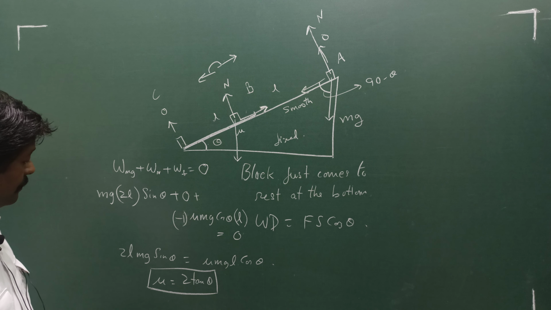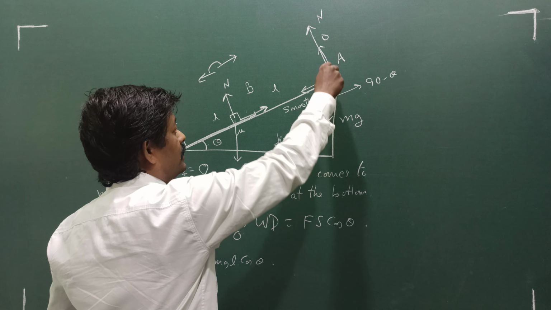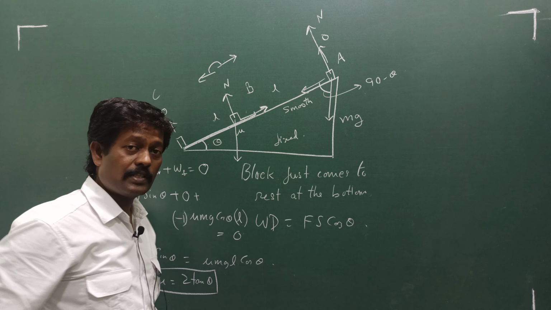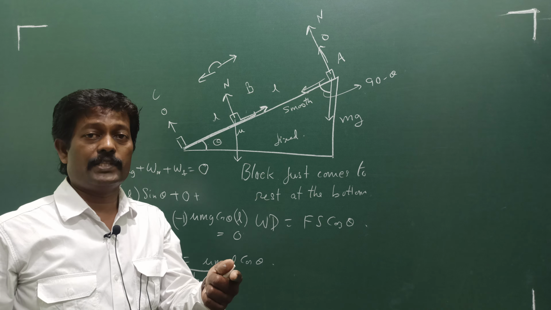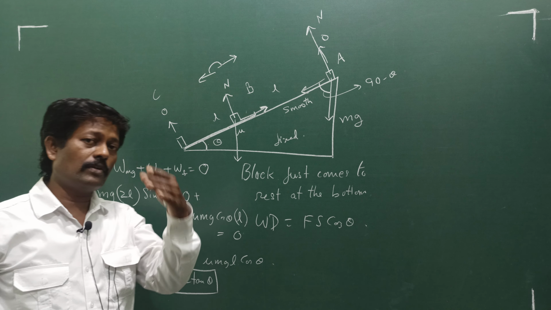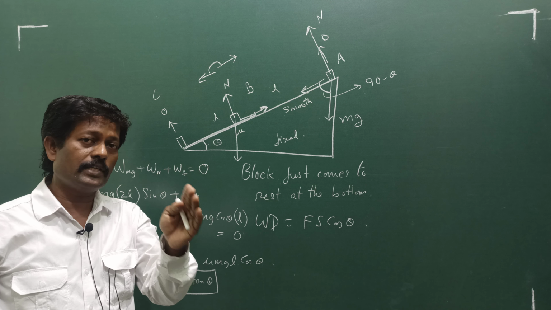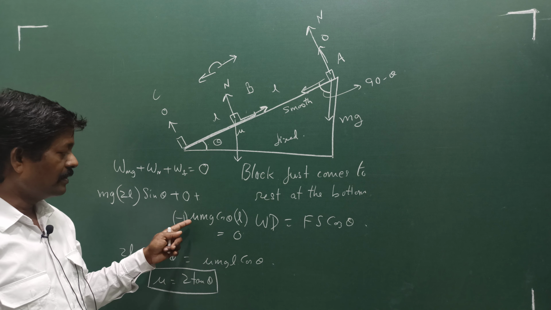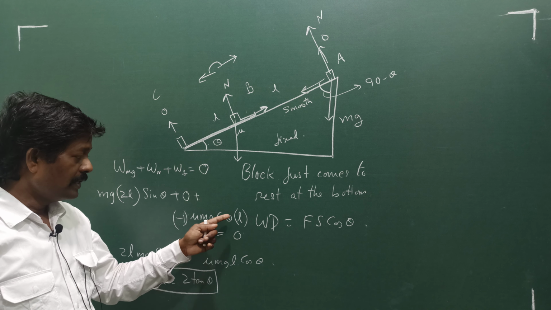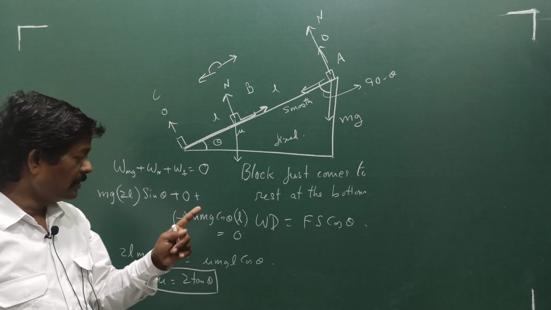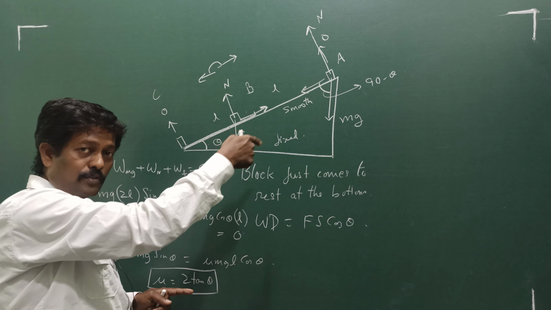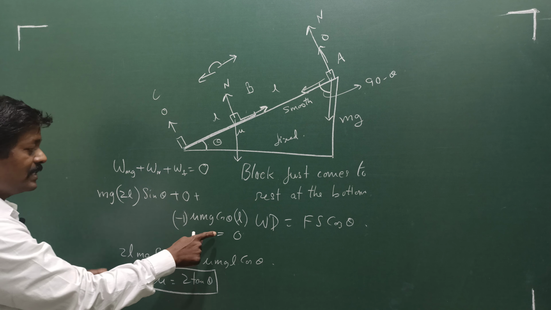Once again I am repeating here. Work done by mg: mg into s, which is 2L, into cos of the angle between them. That's why I am using the words cos of the angle between them. I am not saying cos theta always. Cos of 90 minus theta is sin theta. Work done by normal reaction is always 0 because the normal reaction is always perpendicular to the displacement. And work done by friction: frictional force on the inclined plane as the block moves is mu mg cos theta, into displacement L, not 2L, into cos of the angle between friction and displacement, which is 180. So cos 180 is minus 1.